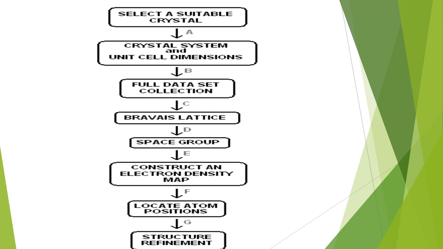This is a schematic diagram in which we select a suitable crystal first, and then the crystal system and the unit cell dimensions are studied. Then full data set collection is measured, and after that reciprocal lattices are observed, and then the space group is found. Construction of an electron density map is required. After that, the location of the atom or position is studied, and at the end, structure refinement comes.